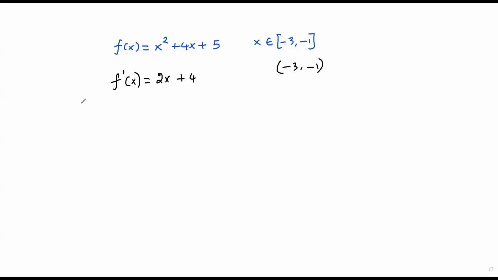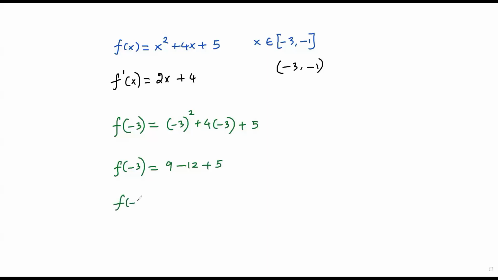That is, we have to find the value of the given function f of x at x equals negative 3 and x equals negative 1, and they must be equal. Let's do that. Now I'm going to plug in x equals negative 3 into the given function. So f of negative 3 equals negative 3 squared plus 4 times negative 3 plus 5. Let's simplify this. Negative 3 squared will be 9, plus 4 times negative 3 will be negative 12, plus 5. So f of negative 3 equals 9 plus 5 is 14, 14 minus 12 is 2.